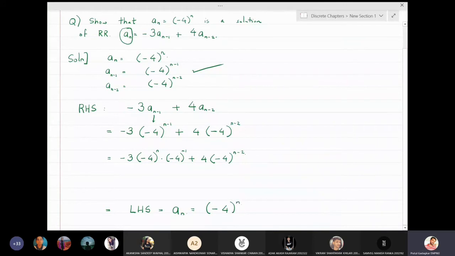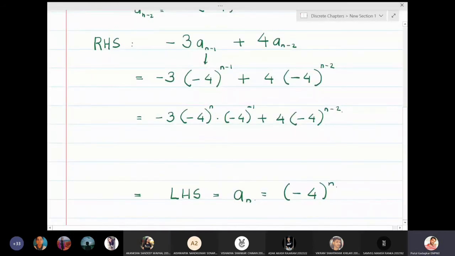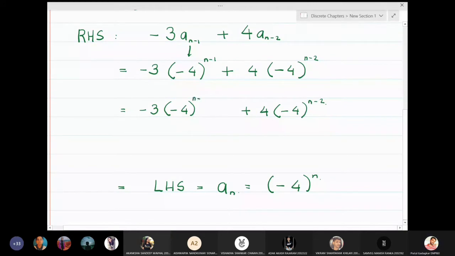So I have to somehow simplify this and get (-4)^n only in the picture. So how am I going to simplify that scenario? Let me just do some rough calculation here. I will look at this (-4)^{n-1}. Instead of writing this as n times -1, I will keep it as n-1 as it is, and I will multiply by -4 and divide by -4.